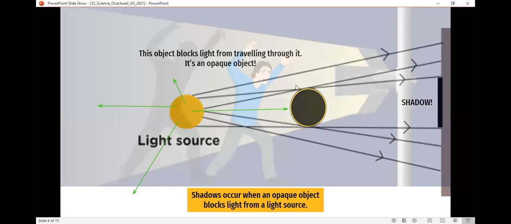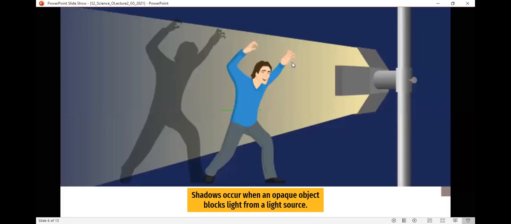Let's give another example. Look at this. Where is the source of light? What is the source of light in this figure?